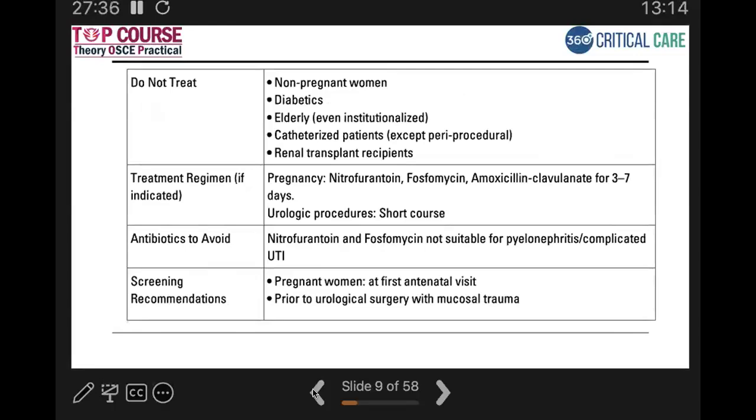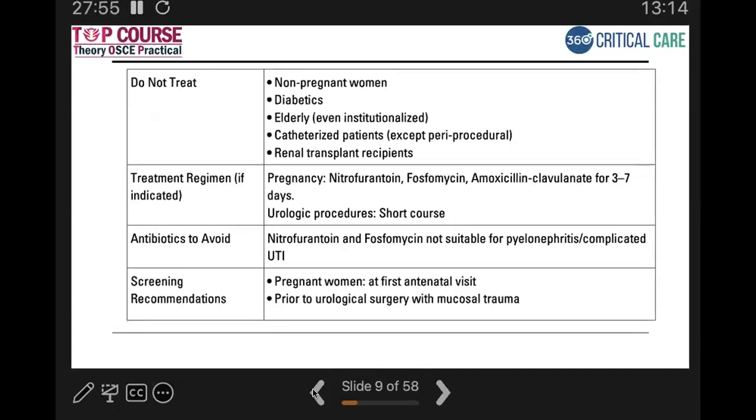So do not treat if the patient is not pregnant, not a diabetic, not elderly, not catheterized, not a renal transplant patient. Just don't treat. Even if they are a renal transplant patient, even if they have catheterization, elderly, diabetics, don't treat them unless they have florid symptomatology or a systemic manifestation.